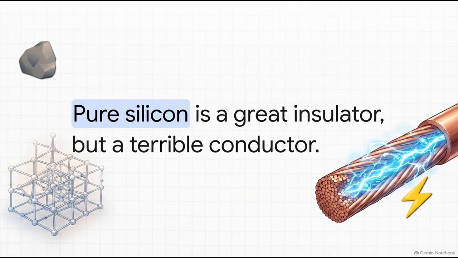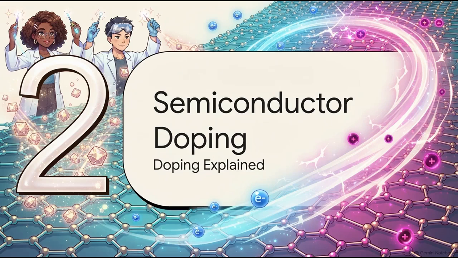In its intrinsic state, all of its valence electrons are perfectly locked up in covalent bonds with neighboring atoms. Because there are no free charge carriers, literally no electrons roaming around, it acts way more like an insulator. So if we want to build a device that processes electrical signals, pure silicon alone just isn't going to cut it.